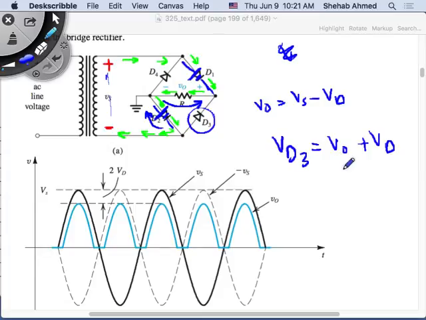So in that case, Vs minus 2VD. Vs minus VD plus VD. So it's Vs. Oh, no. What am I doing? So it's Vs plus VD. So it's Vs minus VD is the V output.